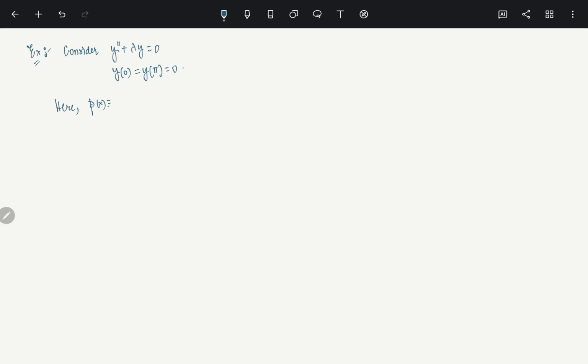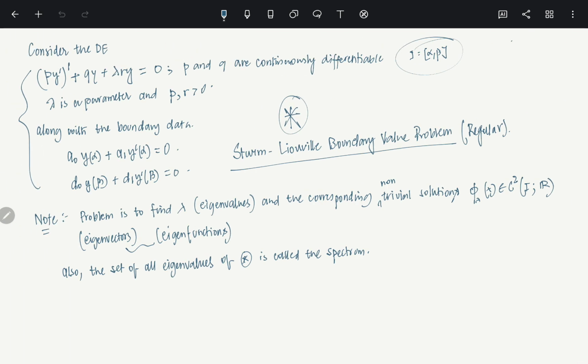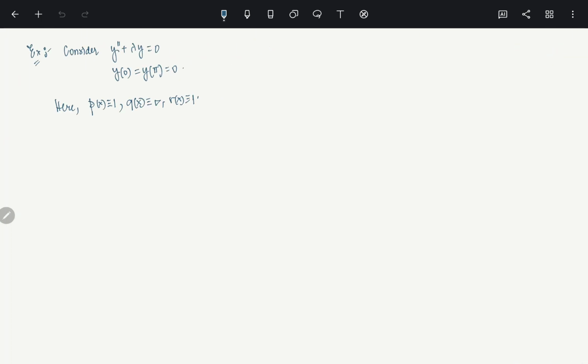If you remember, here p of x is identically equal to 1. What is q of x? Q of x is essentially 0, and r of x is essentially 1. For the problem, p and r have to be positive. Q can be anything, negative, positive, whatever, as long as q is continuous, it's fine. And the data is given on 0 and pi.